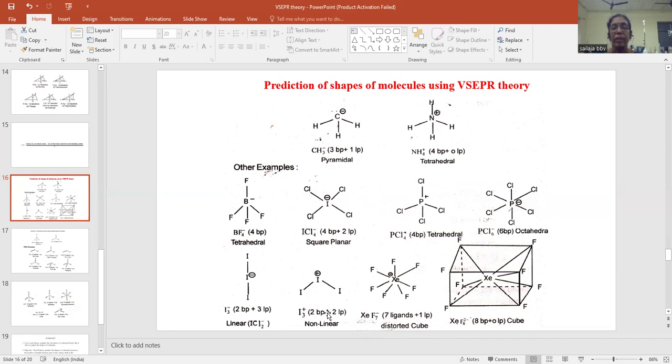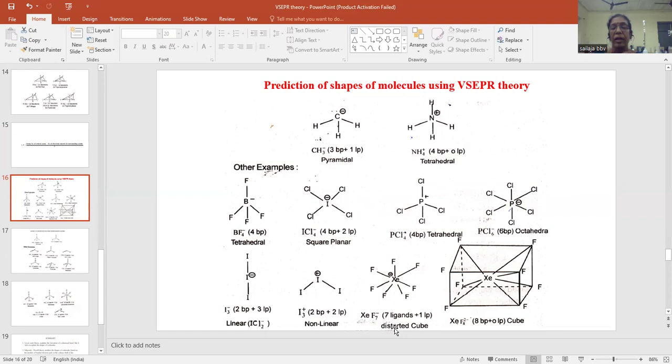Now coming to I3 plus, here also the central atom is iodine but it contains a positive charge. So we have to subtract 1 from the group number. So 7 minus 1 is equal to 6. Since there are 2 surrounding atoms, 6 minus 2 divided by 2, that is equal to 4 by 2, which is equal to 2. So there are 2 lone pairs of electrons in I3 plus.